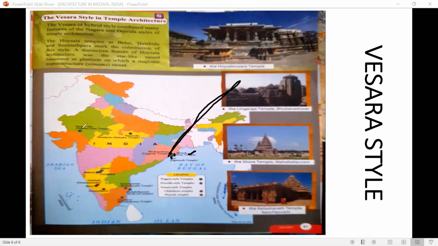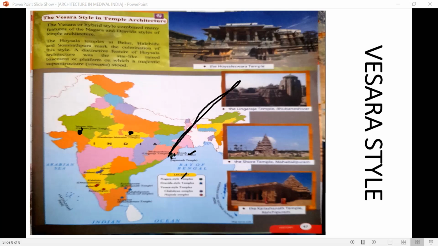One more Nagara style temple we have in this area is the Dilwara Jain temple in Mount Abu. Over here we have the Dilwara Jain temple, and in this region, known as the Khajuraho region, this is the Kandariya Mahadeva temple. So these are the main temples over here. And this is the Vesara temple.